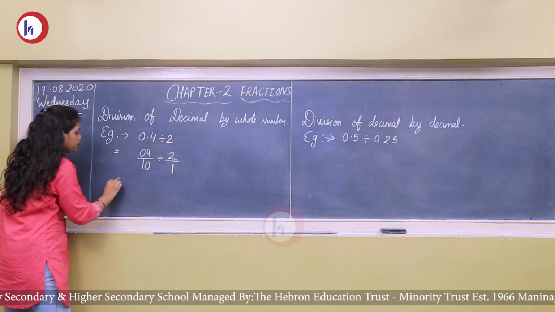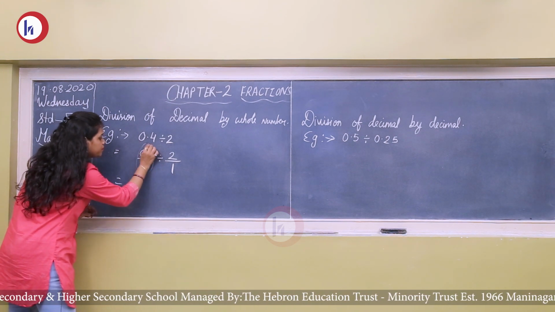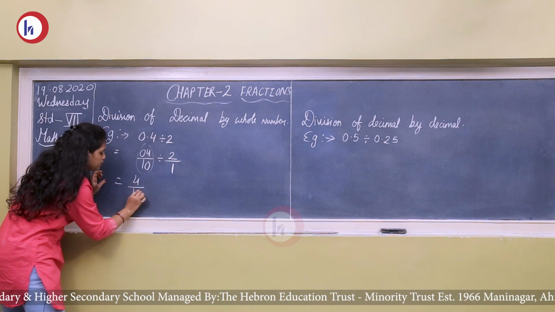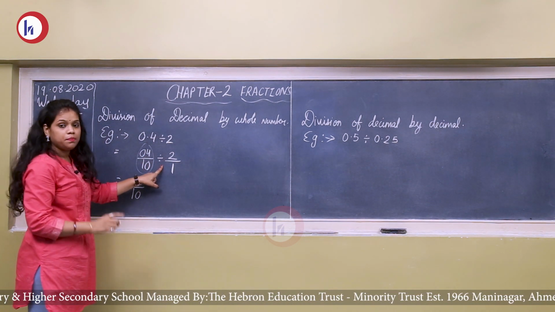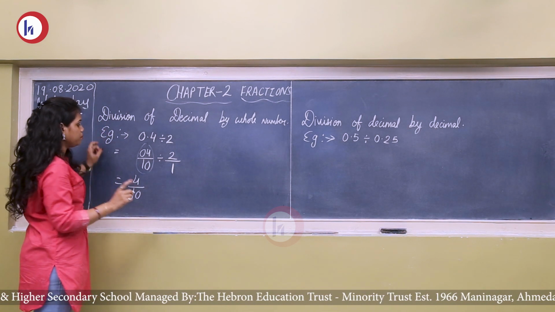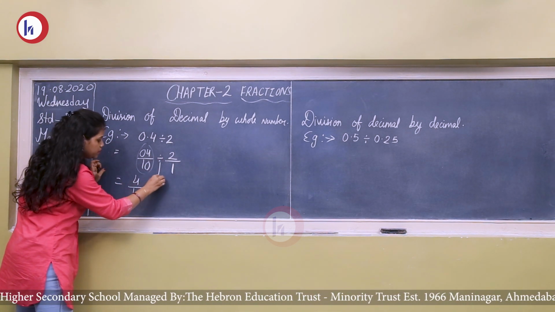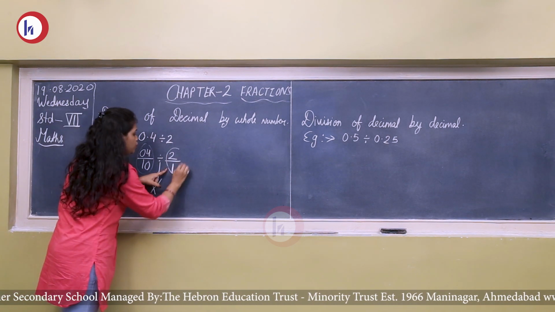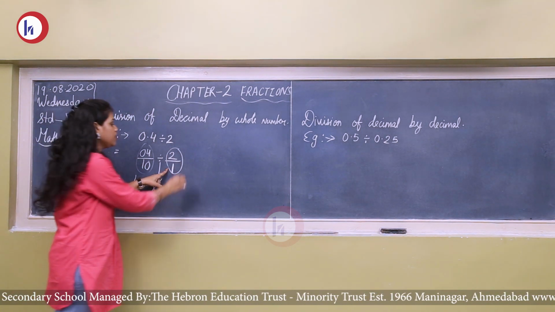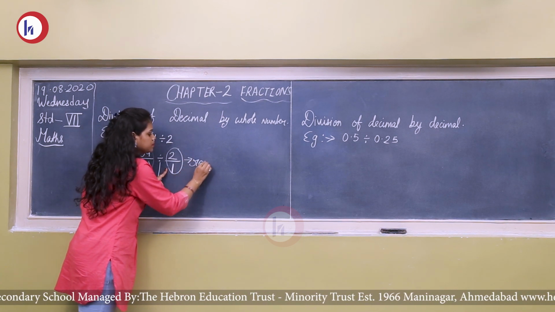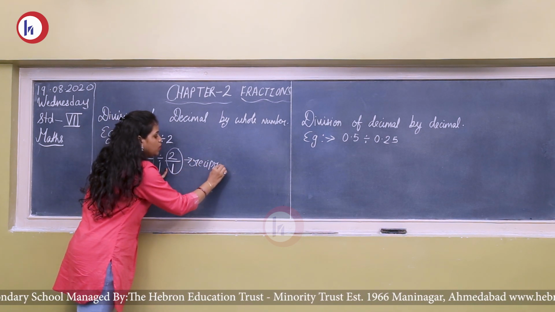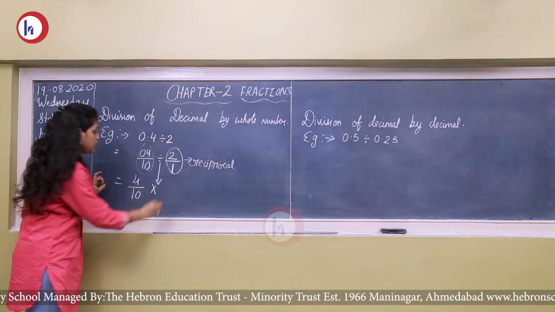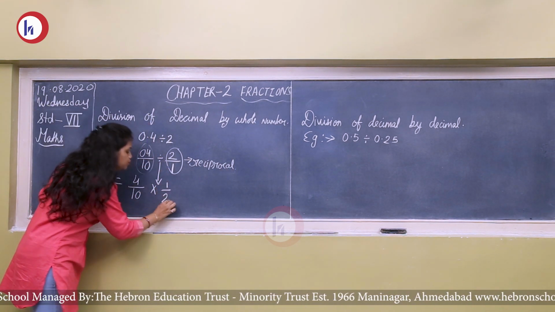I have explained to you, the first part of the fraction will be as it is. 0.4 can be written as 4 upon 10. Now for the second part, if you remember, division will be converted into multiplication, and what do you have to do with the second part of the fraction? Reciprocal. Take the reciprocal of the second part of the fraction. So the reciprocal of 2 upon 1 will be 1 upon 2.